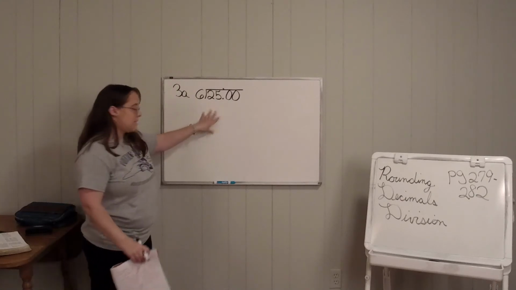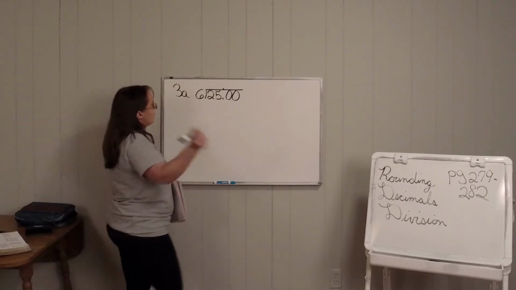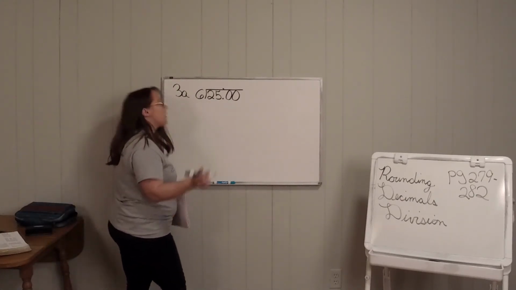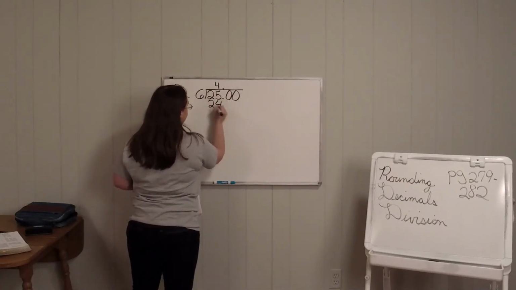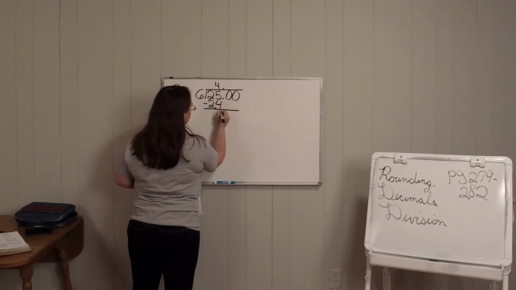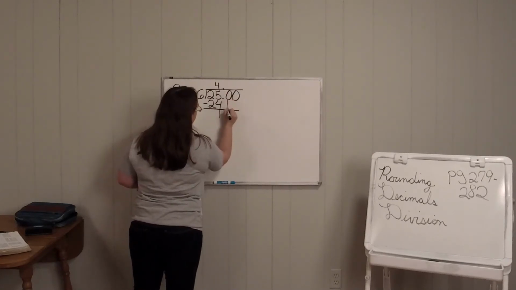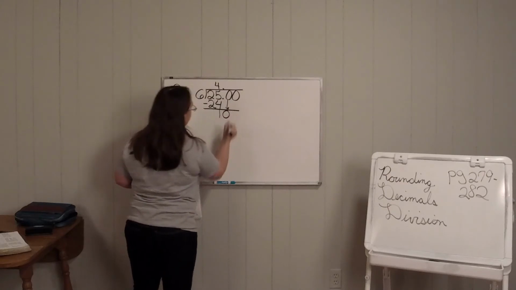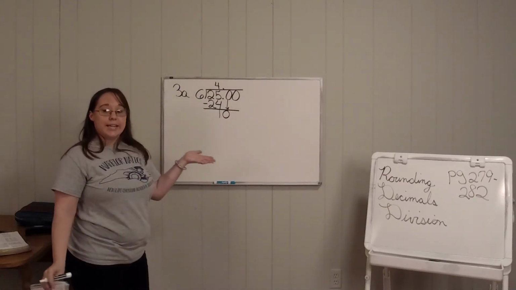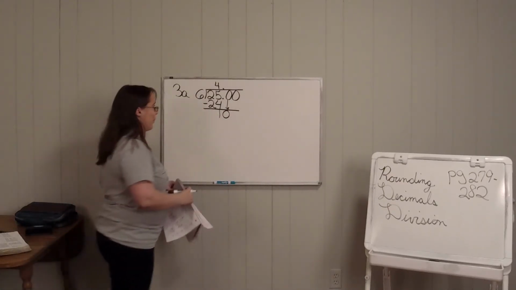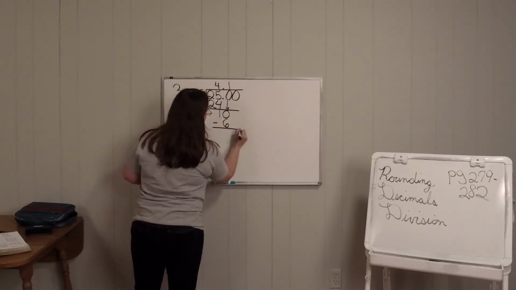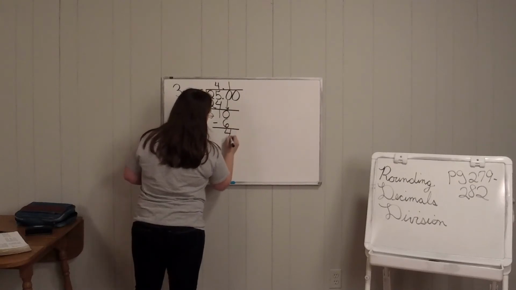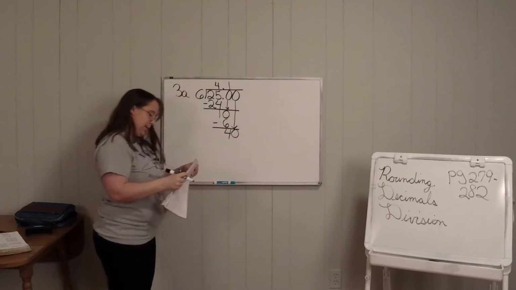So how many times does 6 go into 25? Think about it. 4. 4 times 6 is 24. 5 minus 4 is 1. Bring down that 0. How many times is 6 going to go into 10? That one should be very simple. 1 time. 10 minus 6 is 4. Bring down that 0. Now you have 40.